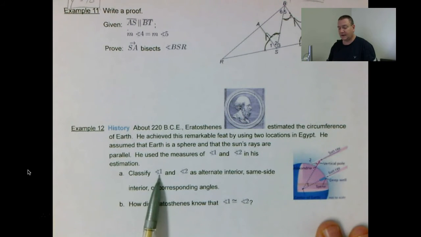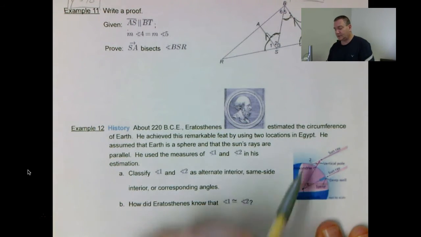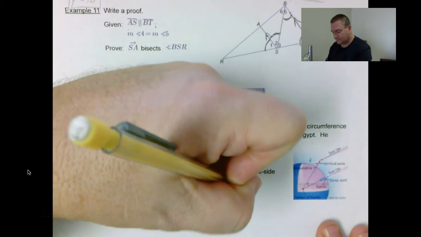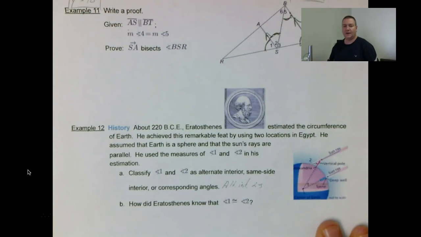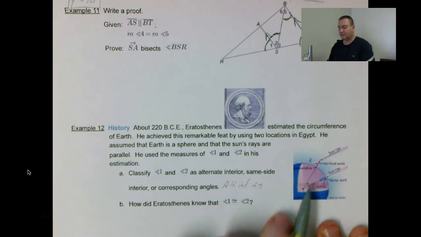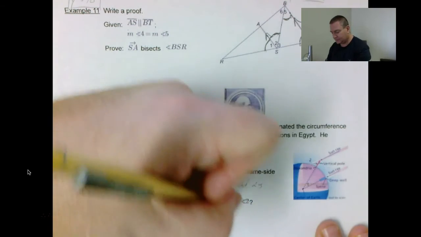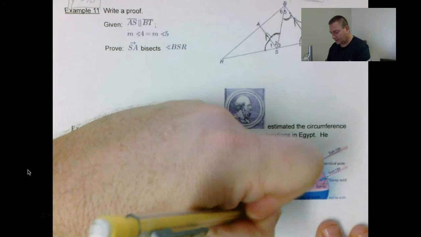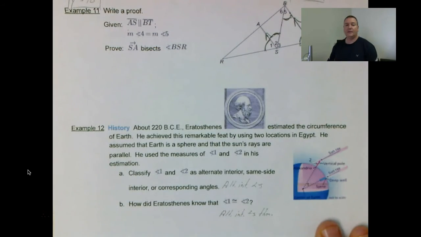So we're going to classify angles 1 and 2 as alternate interiors, same side interiors, or corresponding angles. So angles 1 and 2 make the Z-like shape again. So they are alt-int angles. And how did Eratosthenes know that angle 1 was congruent to angle 2? He knew that because he knew the alt-int angles here. And again, we will revisit this problem in the future, and we will see what his calculation gave us, and we'll compare it to a modern calculation and see how close he was.